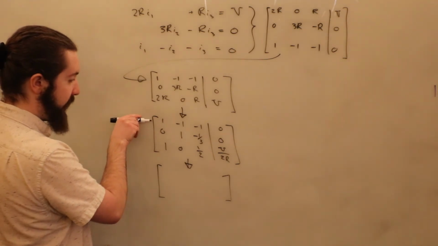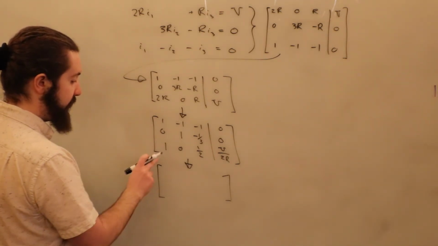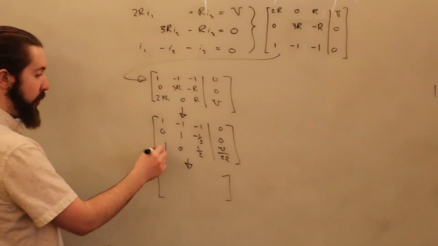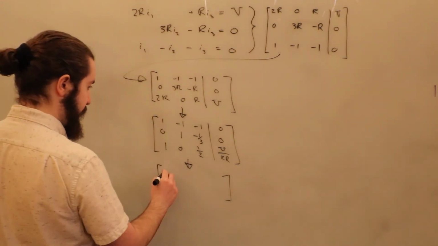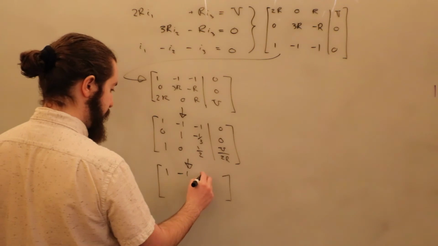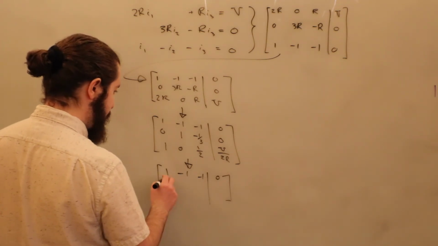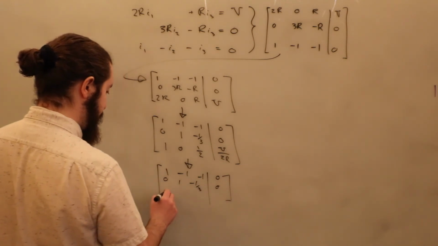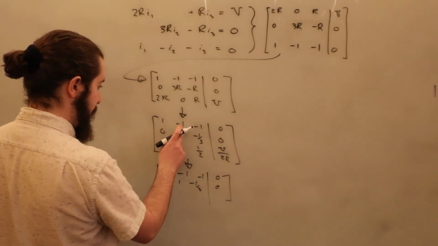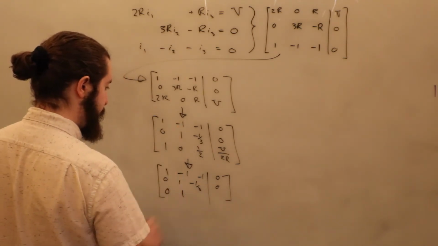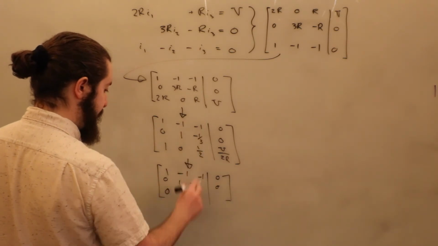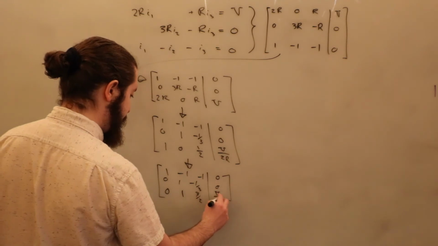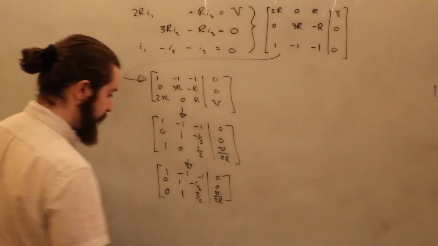Let's add the negative of row 1 into row 3 so we can get rid of this 1. So we don't want any 1s below other 1s. So we have same row 1, same row 2. Then we're going to have 0. Negative of that is positive 1. Positive 1 plus 1/2 is going to be 3/2, and this is going to stay V over 2R.